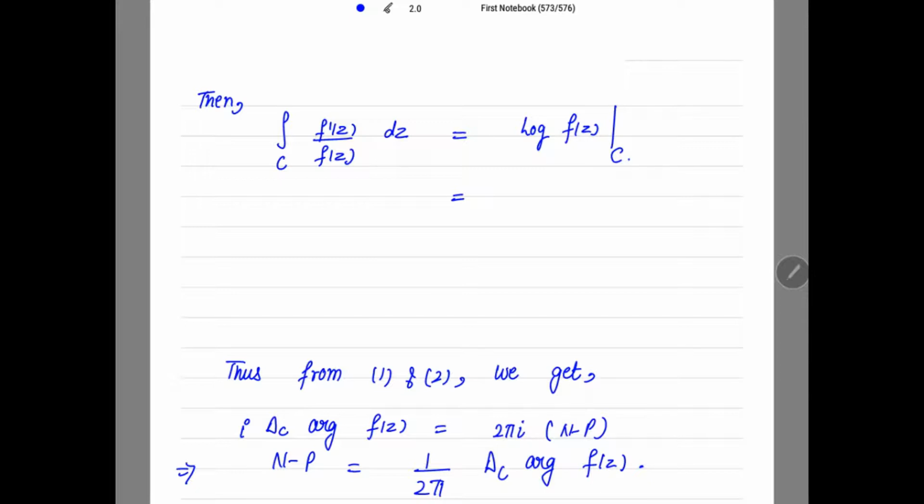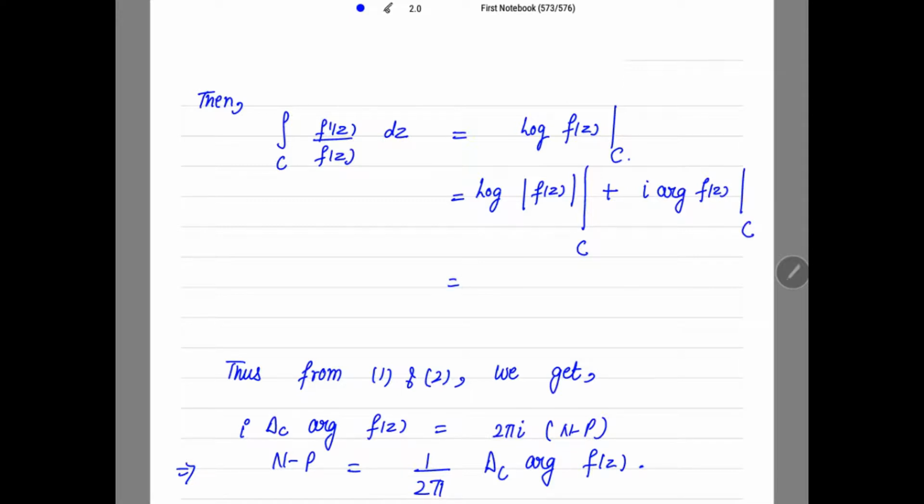Now because it is a closed contour and it has the same initial and final points, before solving this we have to use a result. What is log of f(z)? It is log of mod f(z) plus i argument of f(z).